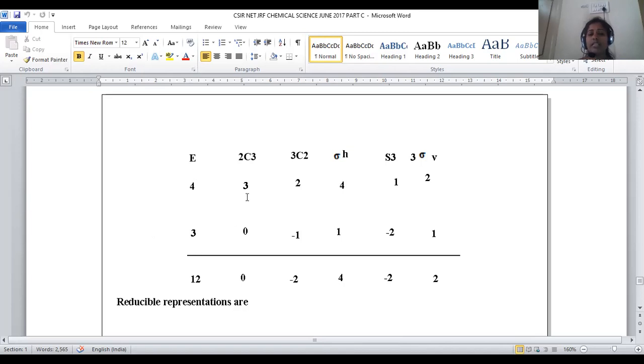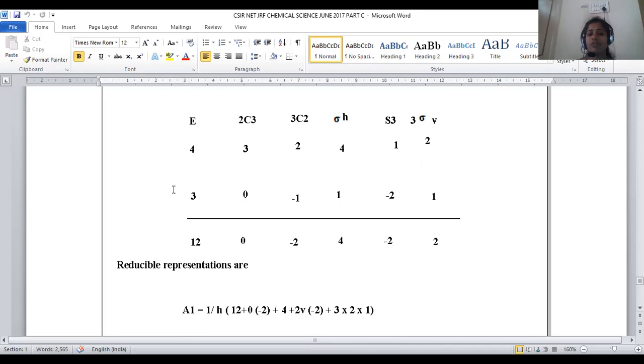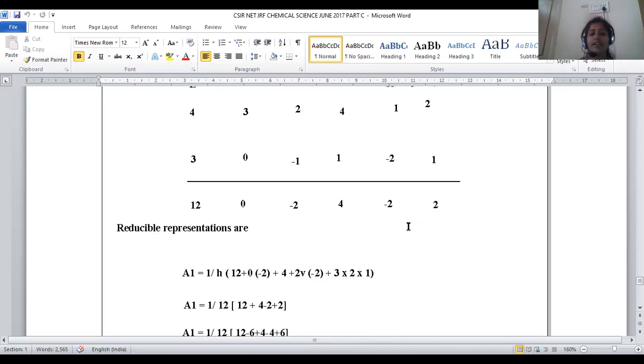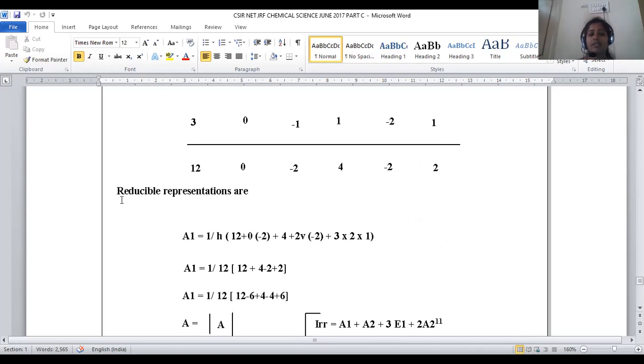4 into 3, it will become 12. 3 into 0, it will become 0. 2 into minus 1, it will be minus 2 itself. 4 into 1, 4 only. And 1 into minus 2, it will become minus 2. 2 into 1, 2 it will be. This is the product of 2 irreducible representations that we are choosing, right? So these are reducible representation products.